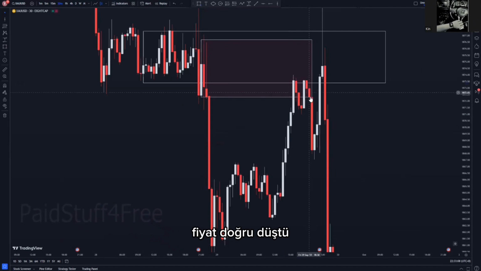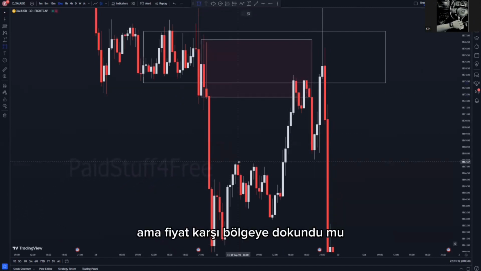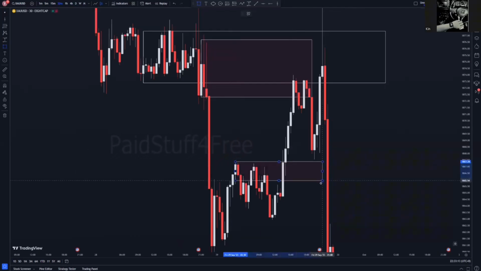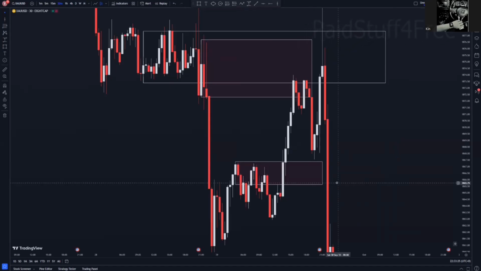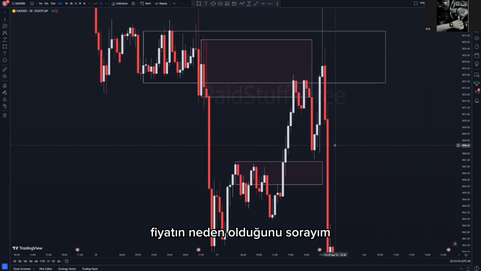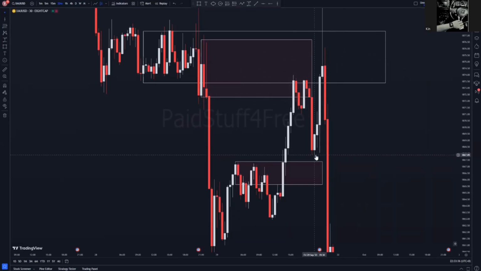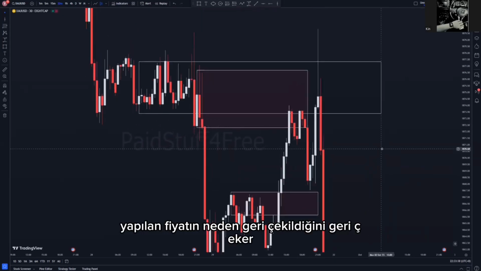Look, the price went down, right? But did the price touch the opposite zone? Okay, this is one of the good examples. Did the price touch the opposite zone? No, right? But why? Okay, let me ask. Why did the price make a pullback?